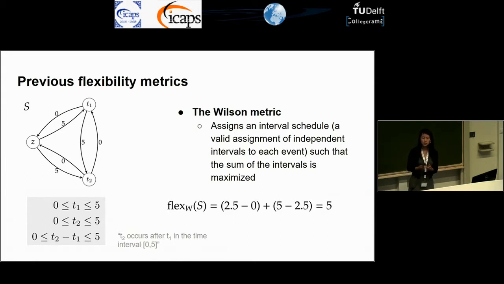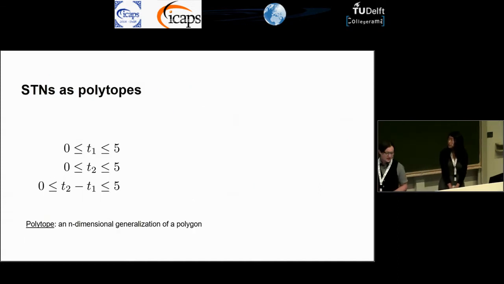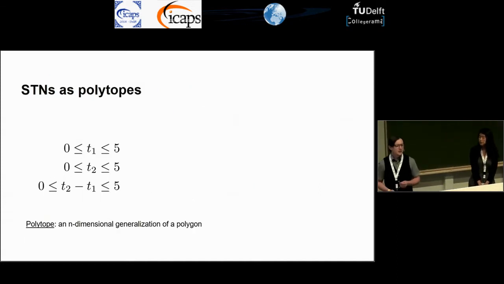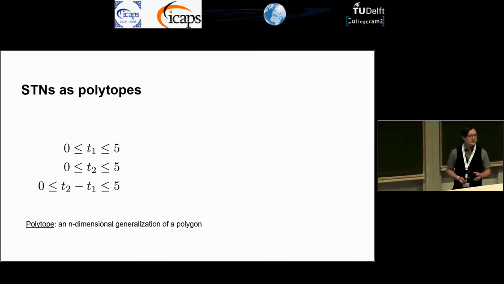So in our research, we attempted to look at STNs and flexibility in a geometric way to see if we can get a more accurate or better metric of flexibility. So some of our key insights in this work come from the observation that the solution space for an STN is an n-dimensional polytope, where n is the number of events in the STN.